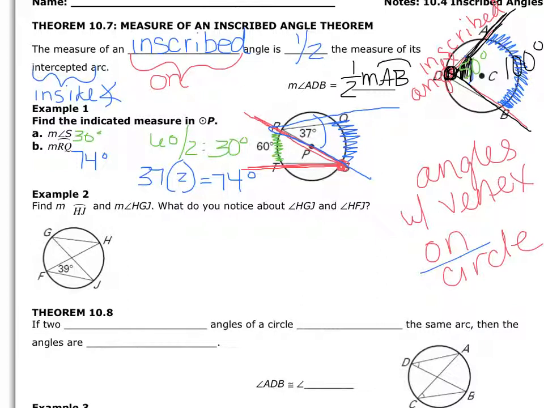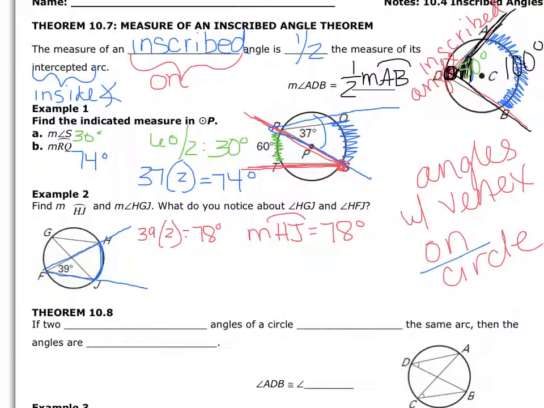Now in example 2, you need to find the measure of arc HJ and the measure of angle HGJ. What do you notice about angles HGJ and HFJ? First, find the measure of arc HJ. You can see that it is intercepted by angle F, which is 39 degrees. If we take 39 and multiply it by 2, that gives us 78. So the measure of arc HJ is 78 degrees.